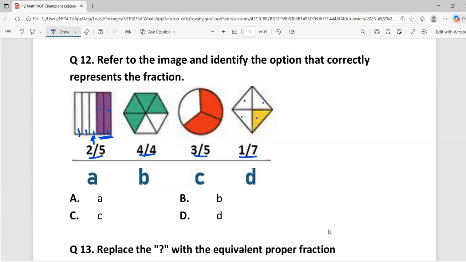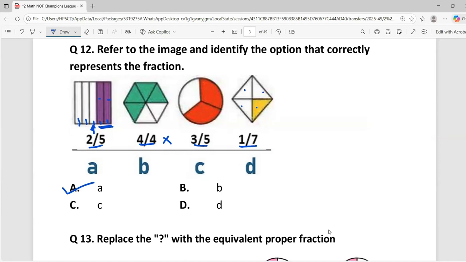1, 2, 3 and 4. But they have said all 4 shaded, so this is wrong. 3 by 5. Now let's see where 3 is covered. Here, nowhere. No 3. And 1 by 7. No, 7 blocks are there. So first, A, is correct. And therefore option A is the correct answer for the 12th question.